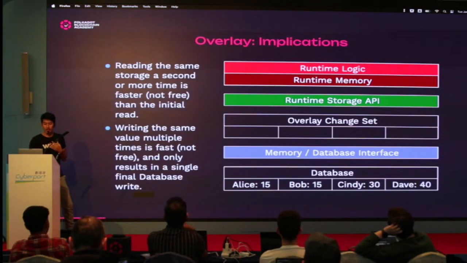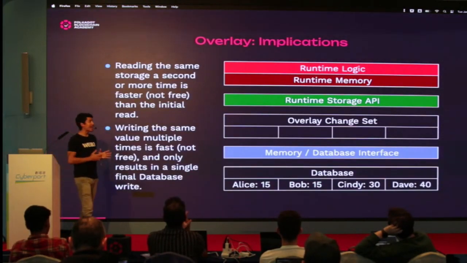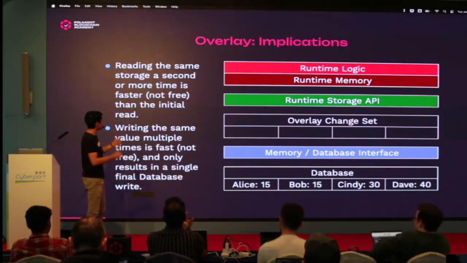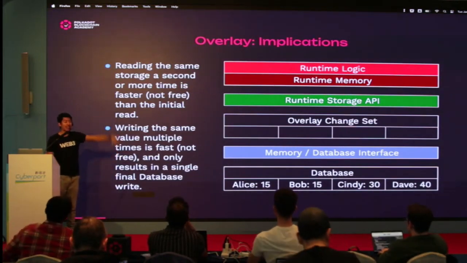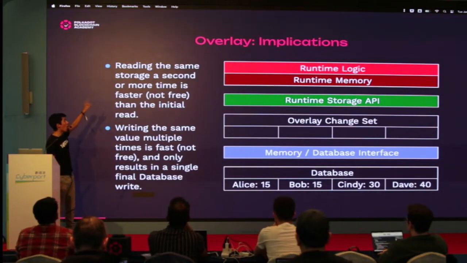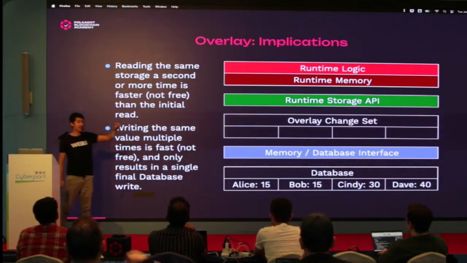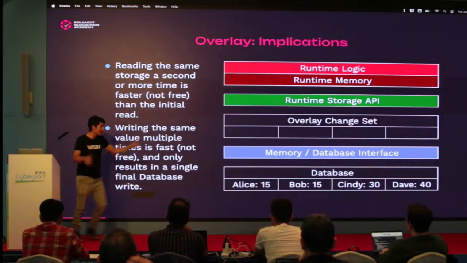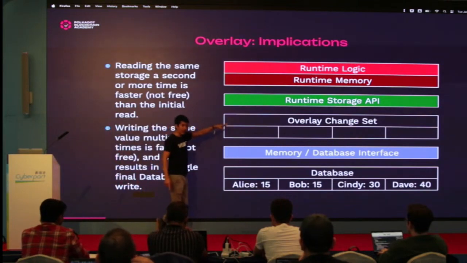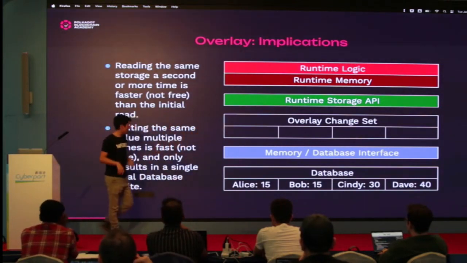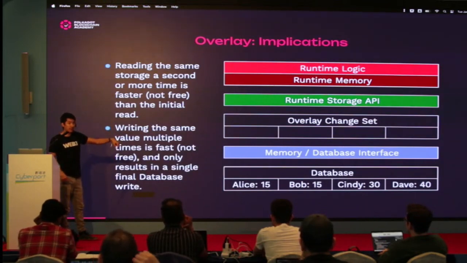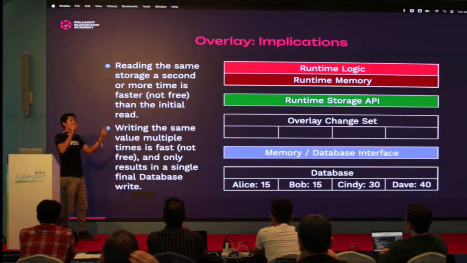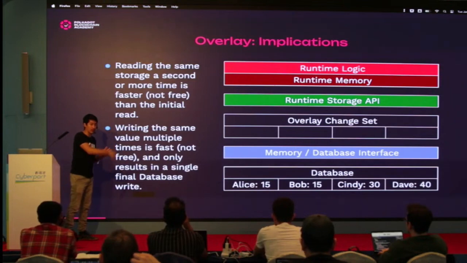So what are the implications of the overlay change set? Reading the storage the first time is slow, but reading the same storage a second time or more is fast, very fast. Not free, right? It still needs to read some memory, but it's very fast, okay? Same, writing to the same value multiple times is very fast, very cheap. But obviously, one time it'll write to the database, it'll be very slow, right?